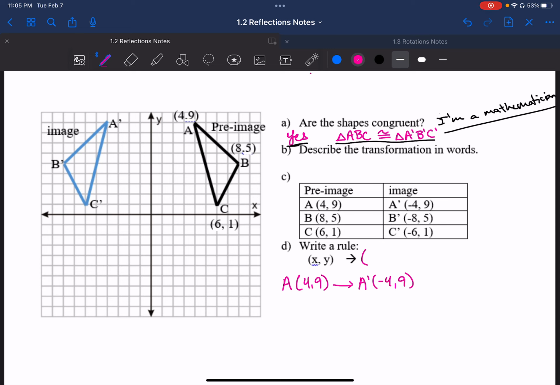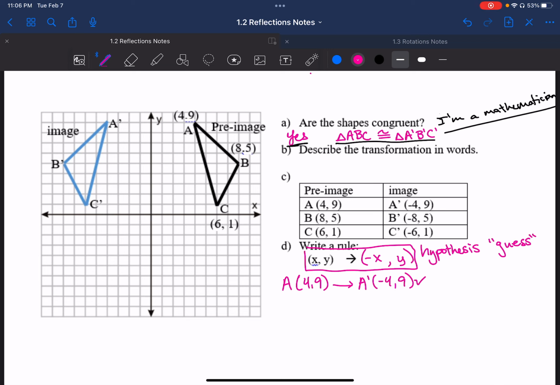While I'm looking at this, my y value doesn't change, so I'm just going to leave it alone. x and y are just placeholders, variables to represent any value. The y is going to stay the same. But my x value goes from positive to negative. So how do I do that? Well, I do that by taking x and multiplying by negative 1. And if I take this rule, I'm not sold on it yet. This is just a hypothesis, or just a guess. I need to test it against everything.